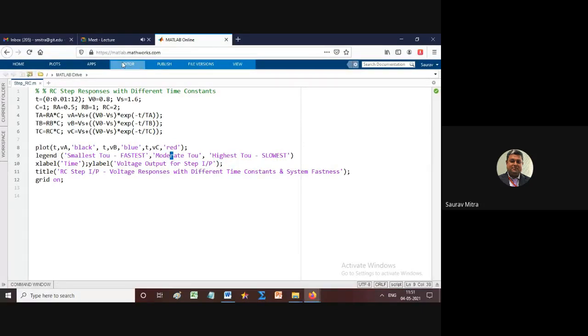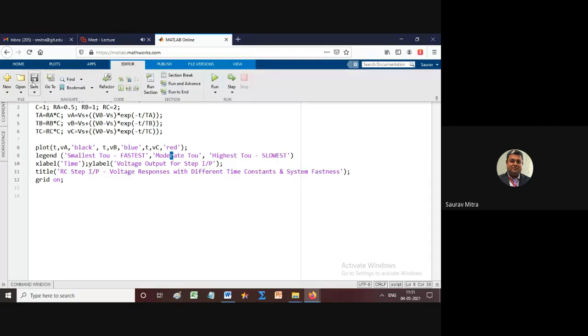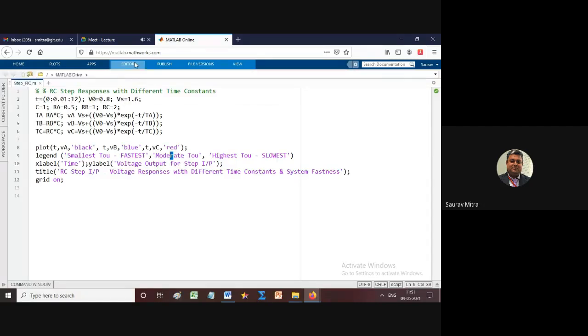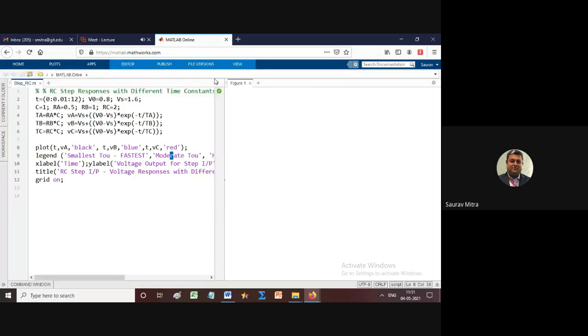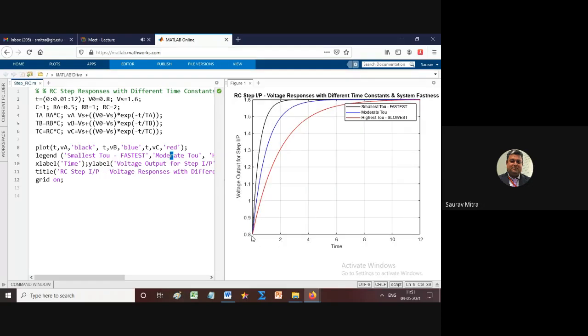So let us run this. Go to editor and run this. Three graphs we are going to find. V0 is 0.8, Vs is 1.6. So we'll start from 0.8. You can find here we are starting from 0.8, and we are going up to an output voltage of 1.6. This is the first thing.